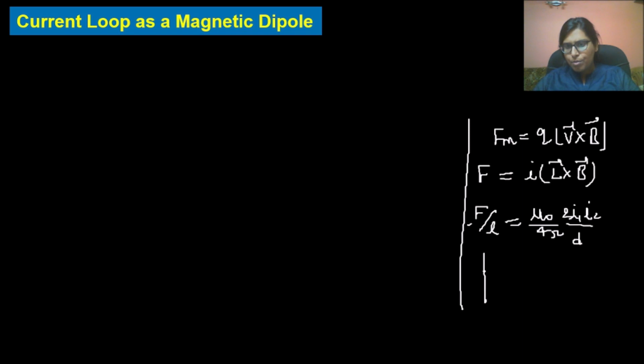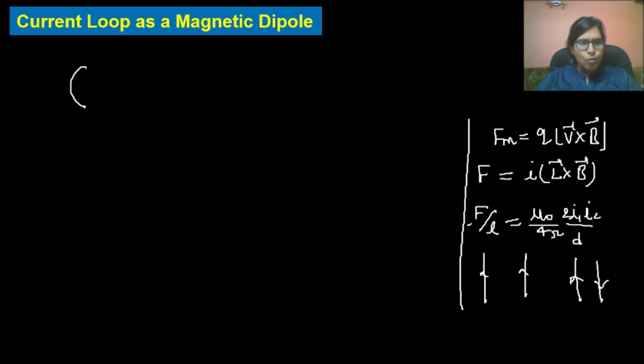wires. So if the current is in the same direction, then the force will be attractive. If the current is in the opposite direction, then the force will be repulsive in nature. Now we will study about magnetic dipole. Then we will write the equation for torque on a magnetic dipole and work done in rotating the magnetic dipole, then potential energy. In the end we will see atomic magnetism.